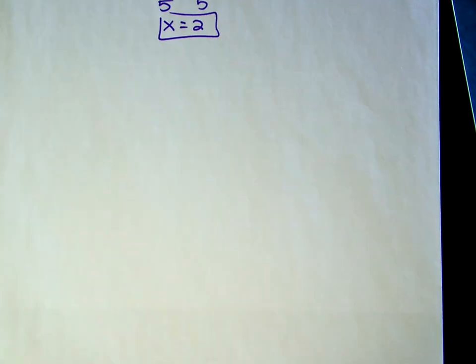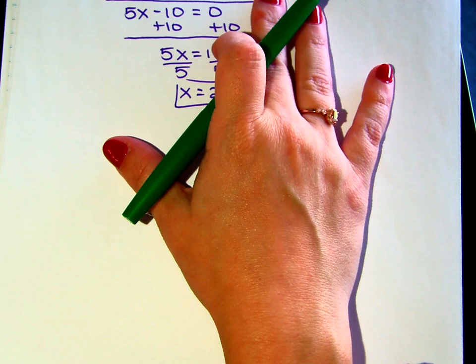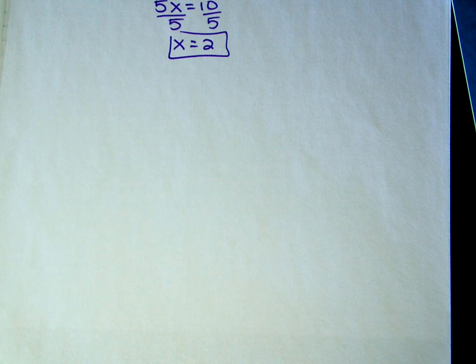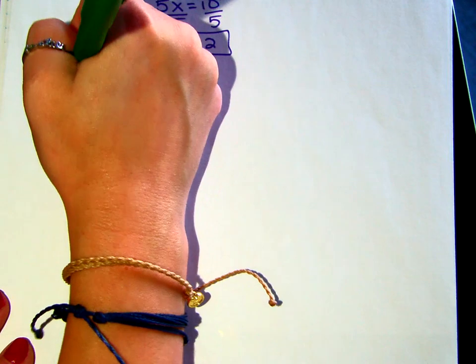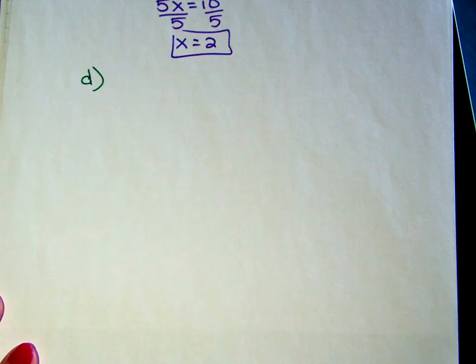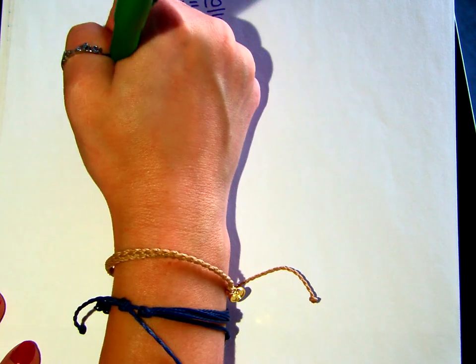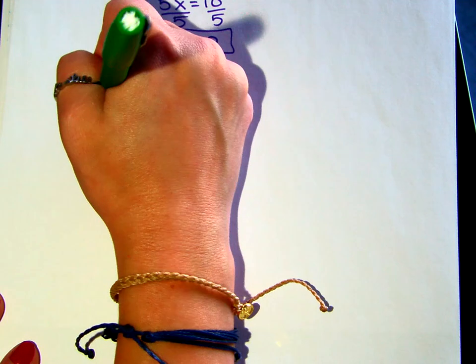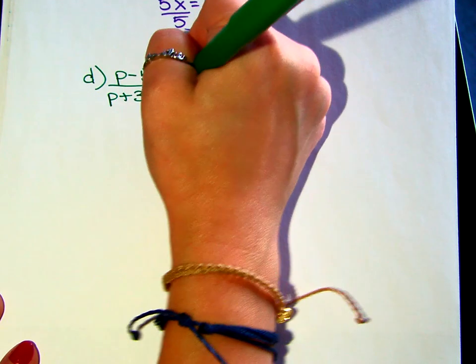Are there questions on this one? Okay. We got some more coming. Here's D. D is p minus 5 over p plus 3 equals 1 over 5.